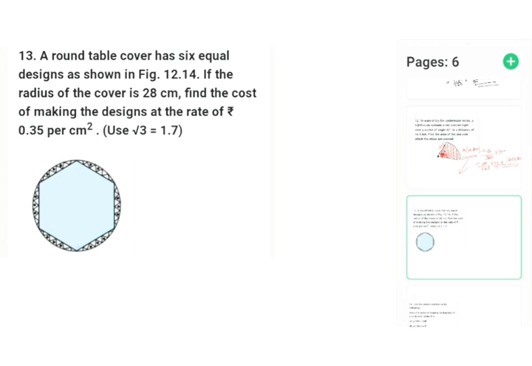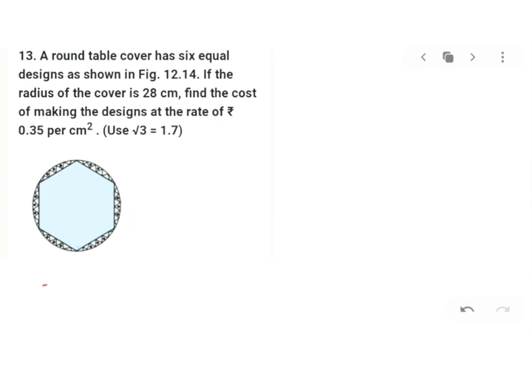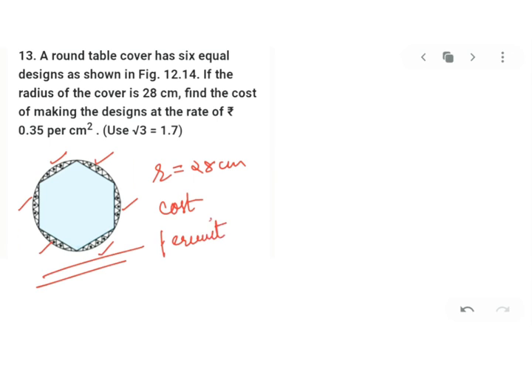Next I have, let's see, yes. Next we have a round table cover that has six equal designs as shown in the figure. So the figure is given to you and you can see 1, 2, 3, 4, 5, 6 designs are there. If the radius of the cover is 28 centimeter, find the cost of making the design at the rate of 0.35 per centimeter square, and you have to get this entire design ready. Getting my point? How will you do it?